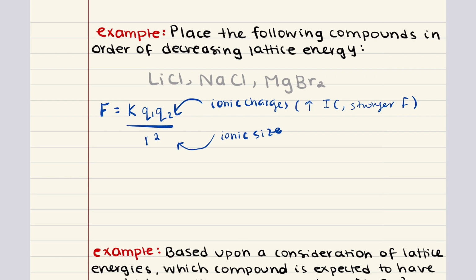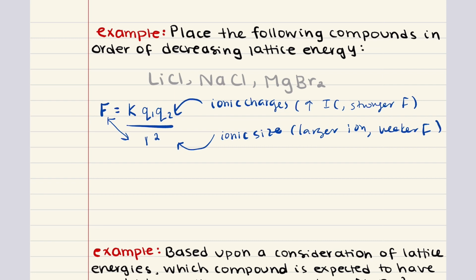Now, the second important idea is that the larger the ions, the weaker the force of attraction. Remember that R represents the distance separating the two ion centers. Therefore, as ions get larger, R squared gets larger, and the denominator in Coulomb's law gets larger. If the denominator gets larger, then we have a weaker force of attraction because these two are inversely related. So, the larger the ion, the weaker the force.